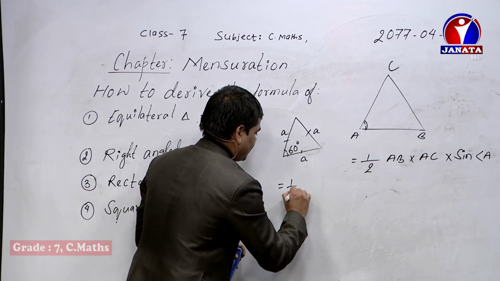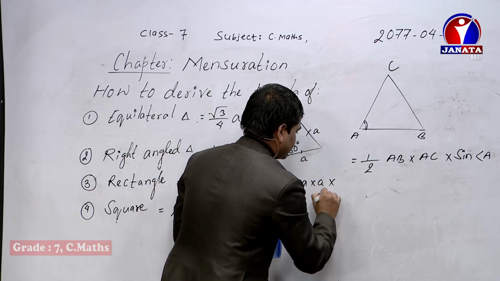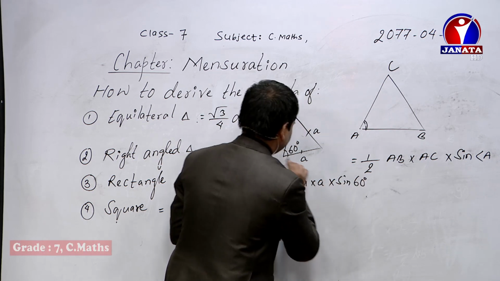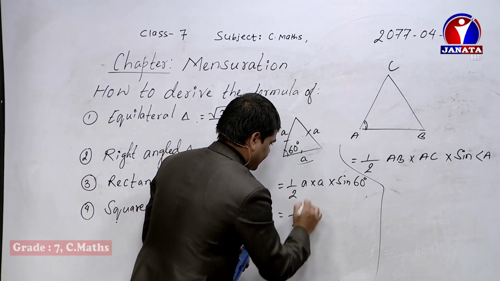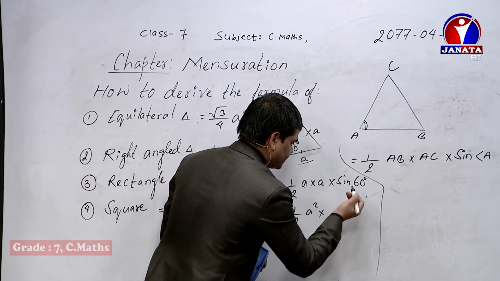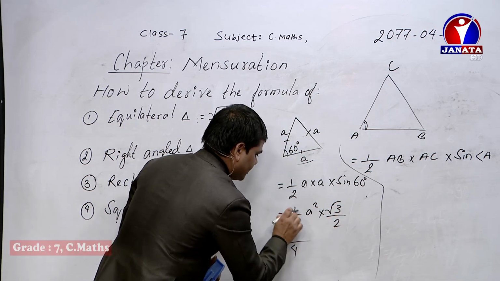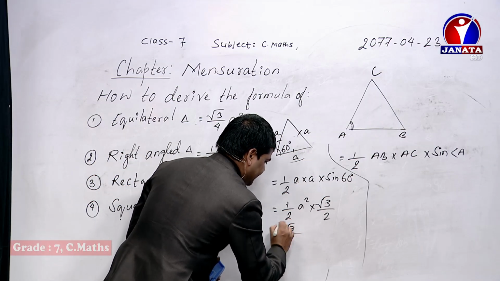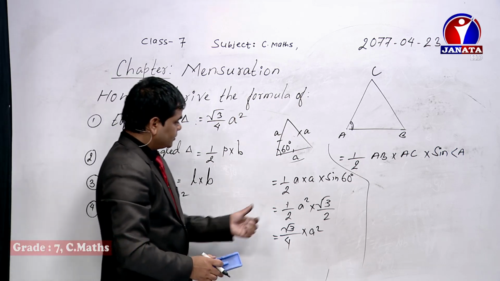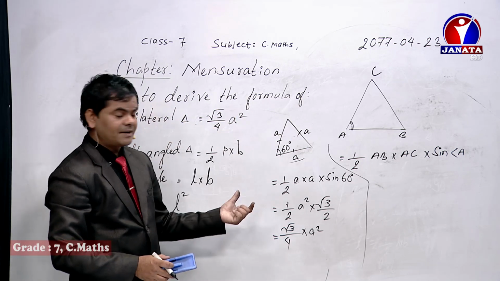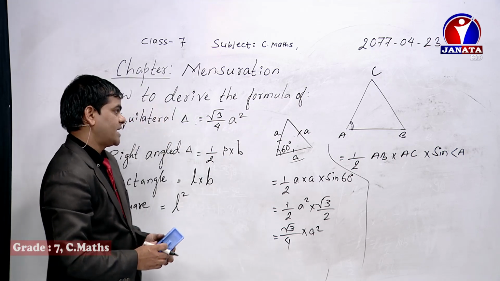In this way, 1 by 2 a into a, multiplied by sine of the middle angle, which in the equilateral triangle is 60 degrees. So 1 by 2 a into a square into sine 60 degrees, whose value is root 3 by 2. 2 times 2 is 4, and then 1 into root 3 on top, and then a square. The variable is a square. So in this way we found the formula root 3 by 4 a square as the area formula of the equilateral triangle.